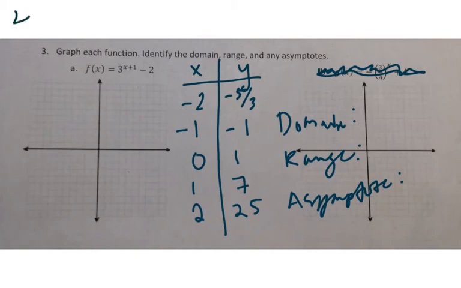Okay, in the second 4.1 video, we're going to look at a couple of transformations on exponential functions, and we're going to identify the domain, range, and asymptotes for those. For this first one, I've kind of taken over the whole page for example 3a. We have the function f of x equals 3 to the x plus 1 minus 2. So what I've done is I've actually already done the computations.